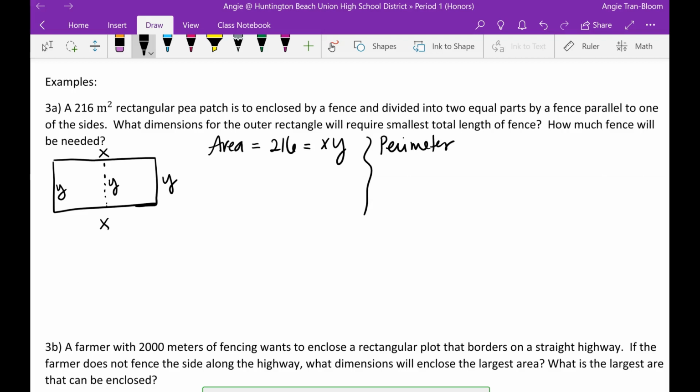Perimeter and some, okay? Perimeter, that's part of it. Also the extra fence. So let's talk about the perimeter. How much perimeter do we have? How many Y's, how many X's? 2X, 2 Y's, that's the whole perimeter. But there's an extra what?